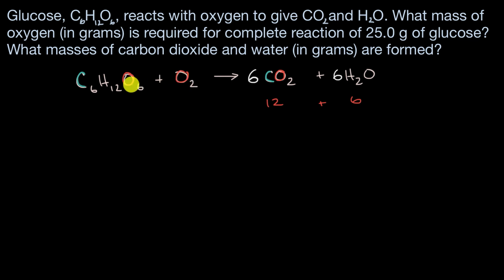So let's see. This 6, you can imagine, matches up with this 6. So if I could somehow make this into 12 oxygens, I'll be good. The best way to make this into 12 oxygens is to multiply this by 6. So let me do that. If I put a 6 right over here, I think I'm all balanced. I have 6 carbons on both sides. I have 12 hydrogens on both sides. And it looks like I have 18 oxygens on both sides. So I have a fully balanced equation here.